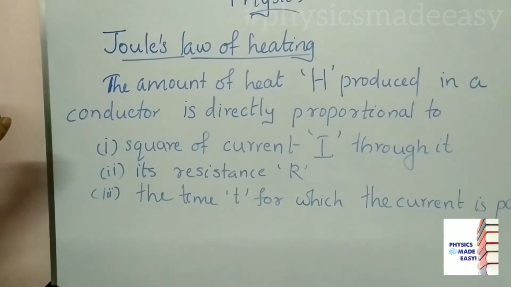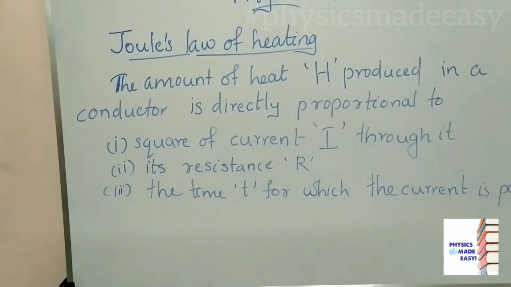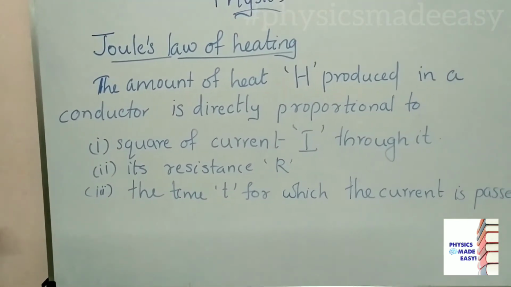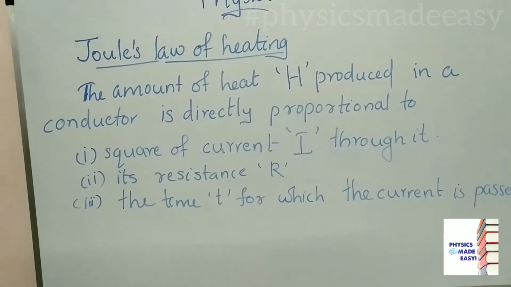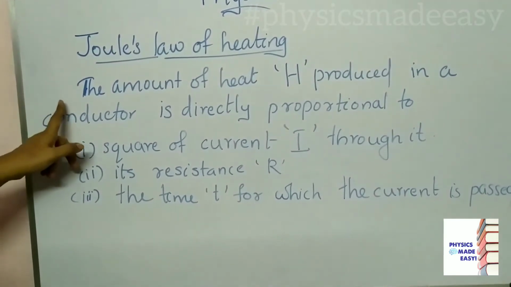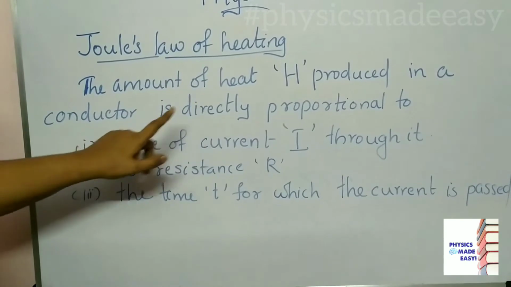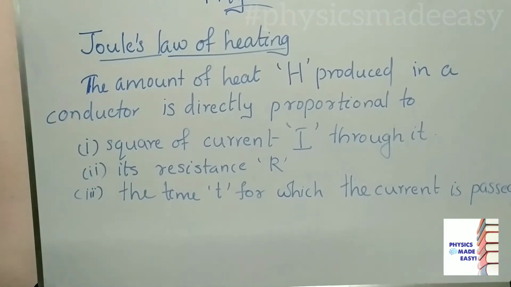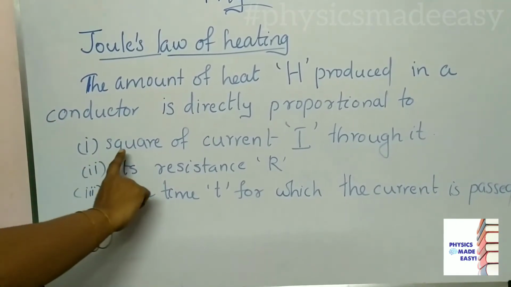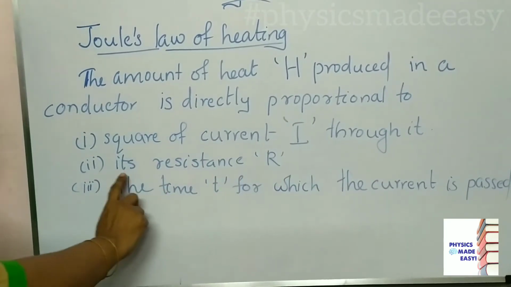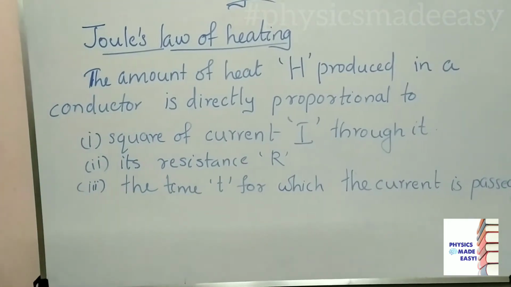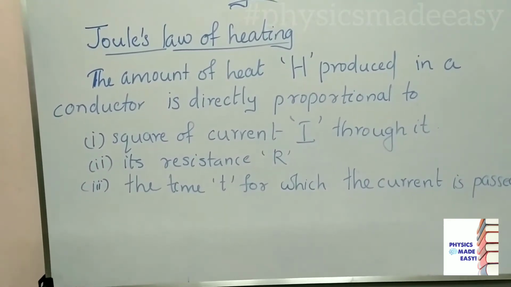Based on the heating effect of electric current, we can learn one law, that is Joule's law of heating. From this you can know about how much amount of heat is produced in a conductor or a resistor, we can say. So here the amount of heat H produced in a conductor is directly proportional to the square of the current I passing through it, its resistance R, and the time t for which the current is passed.